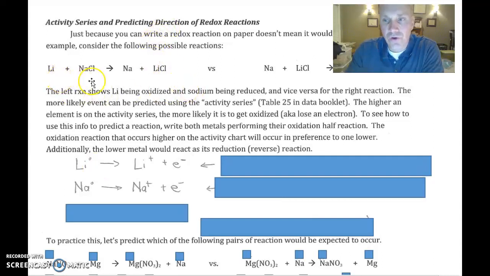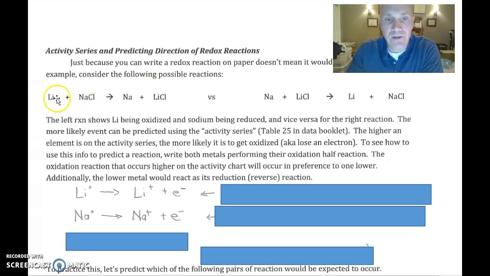So just because you can draw a redox reaction on paper doesn't necessarily mean that it would occur in the order or in the exact direction that you're drawing it. For example, what I'm showing here is actually two different reactions, and one is just the reverse of the other. Obviously both of these reactions would not likely occur. One of them would be the one that would be likely to occur. It's only going to occur in one direction. So which one would be the case?